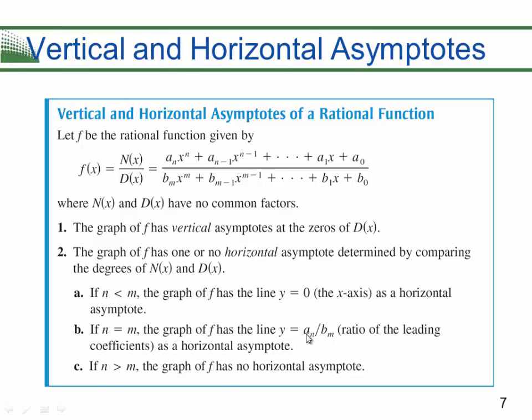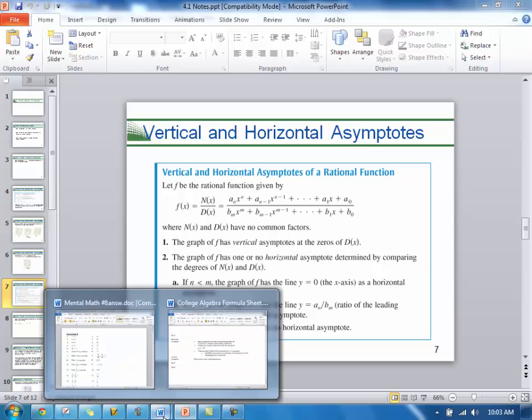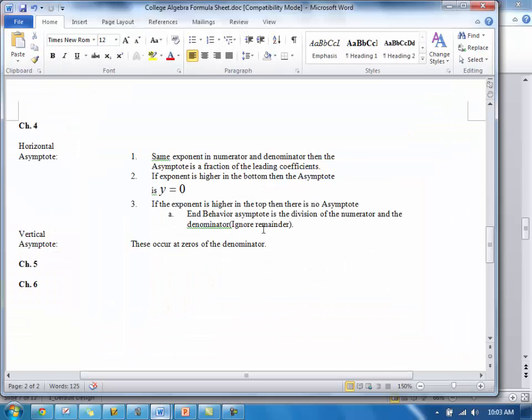I know that's a little bit tricky to remember at first, so I put it on your formula sheet for you. It's right here. I put it in simple English: when you're trying to find a horizontal asymptote, if you have the same exponent in the numerator and the denominator, then the asymptote is a fraction of the leading coefficients. If the exponent's higher in the bottom, then the asymptote is the line y equals 0. And if it's higher in the top, then there's no asymptote.